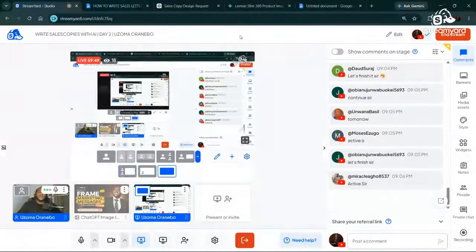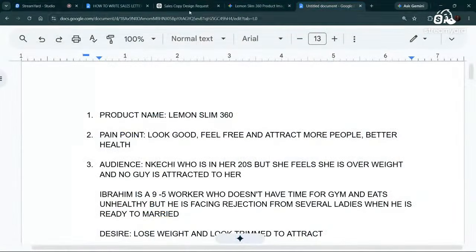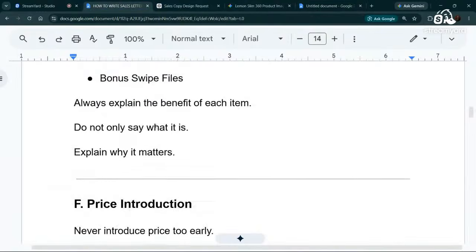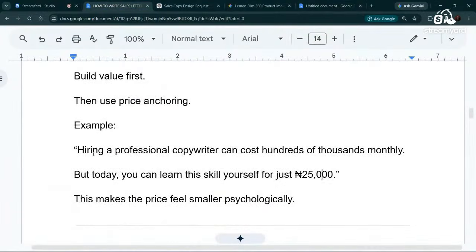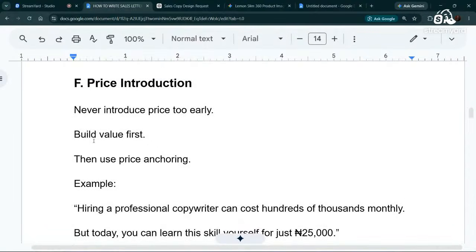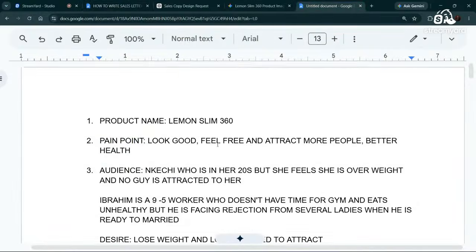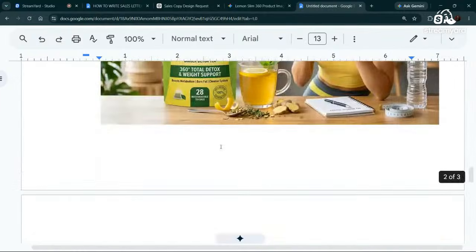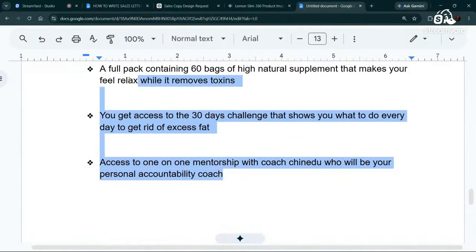All right, so you can see. The next one is price anchoring. Price anchoring is all about this: never introduce the price too early. Build value first. The value we built is this thing called the value stack, the offer stack. Can you guys see it here? This is the offer stack.